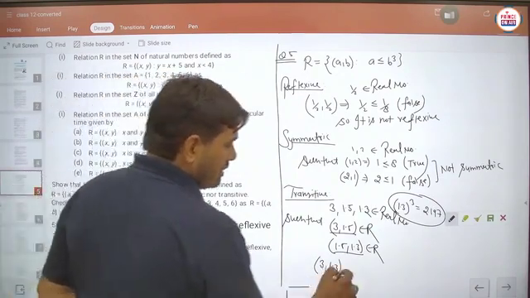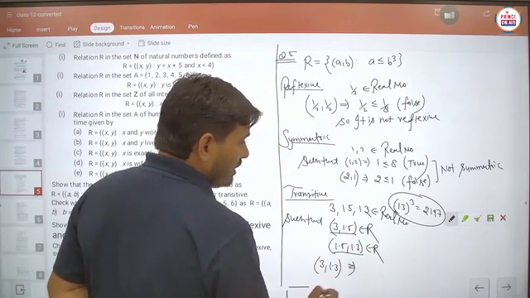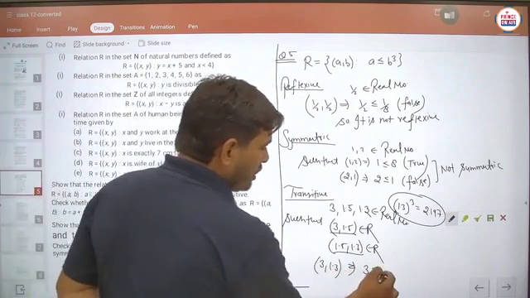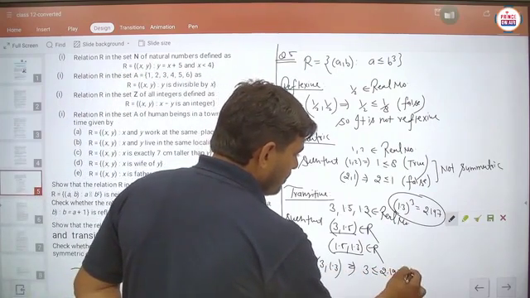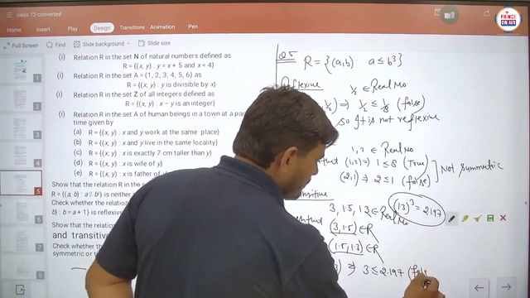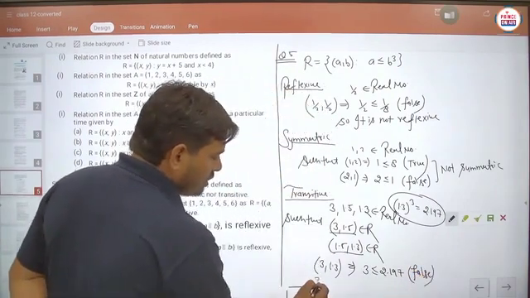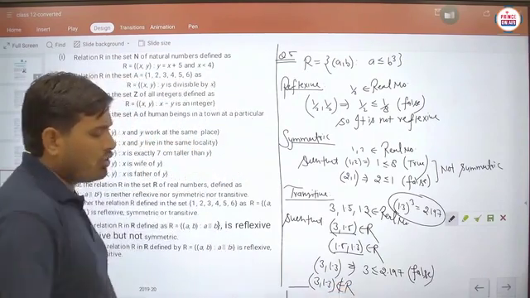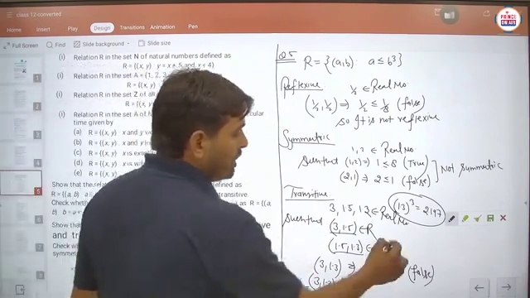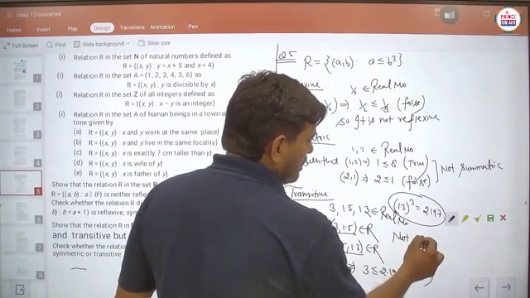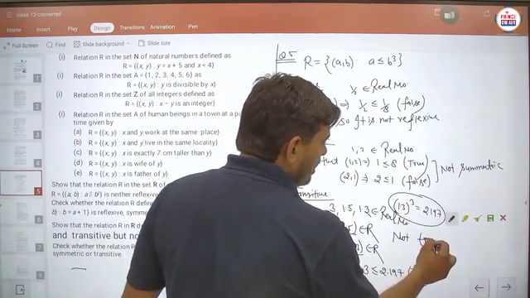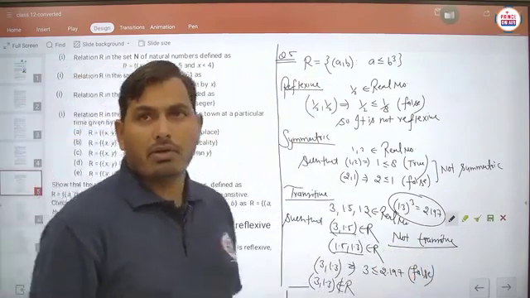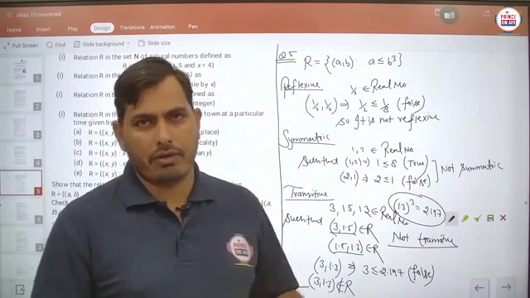So here you can say it implies 3 is less than or equal to 1.3 cubed, and 1.3 cubed is 2.197. So basically, students, this condition is always found to be false, which means (3, 1.3) does not belong to R, and that means it is not transitive. So this given relation is not reflexive, not symmetric, and not transitive. Is it to be clear?